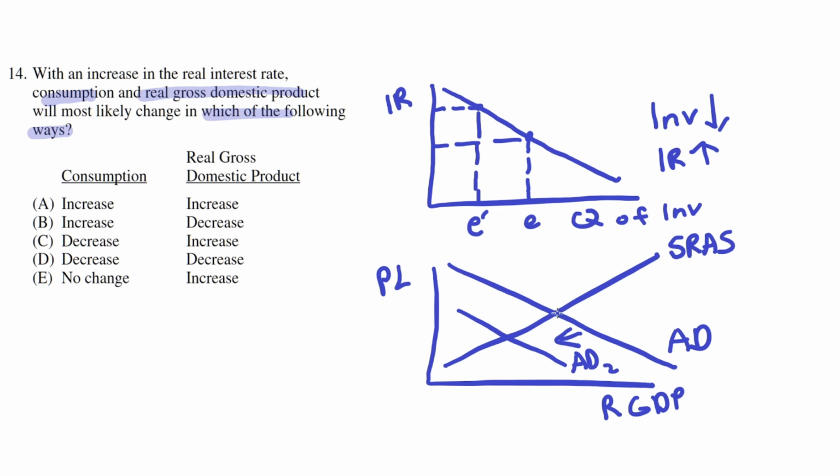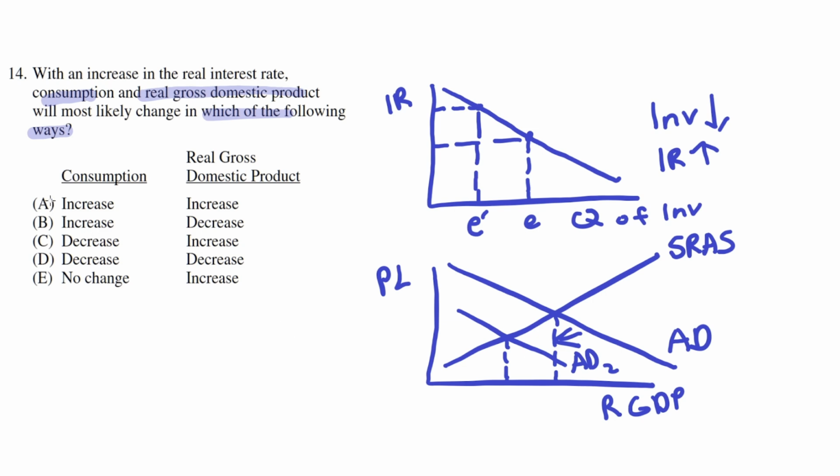And now from this we can see that the real GDP, or real gross domestic product, was initially out here. But after the increase in the real interest rate, the real GDP, or real gross domestic product, is down here. So there's a decrease in real gross domestic product. And because consumption follows this change in real gross domestic product, then the consumption must also decrease.